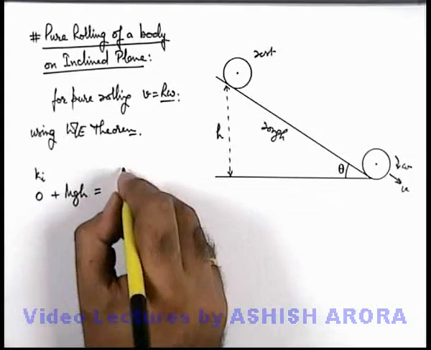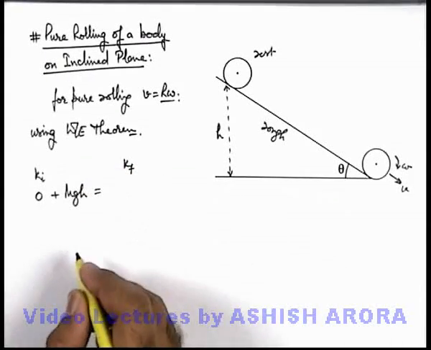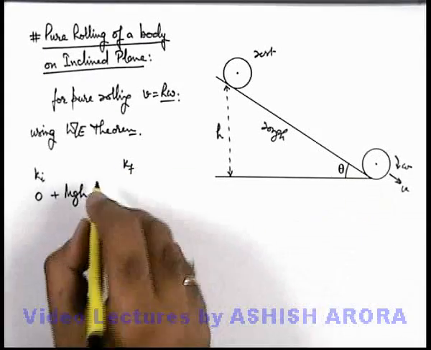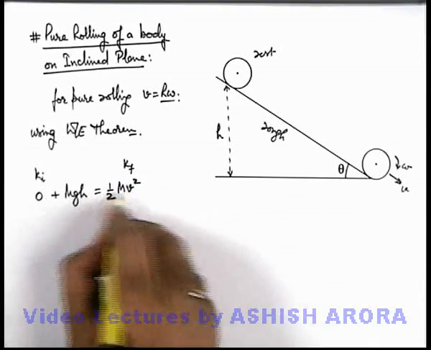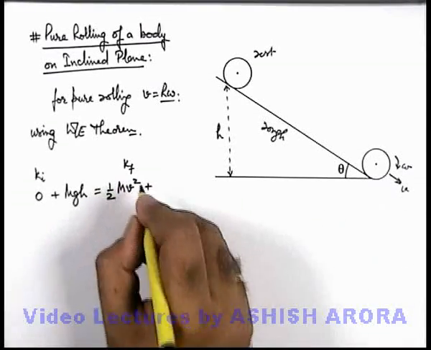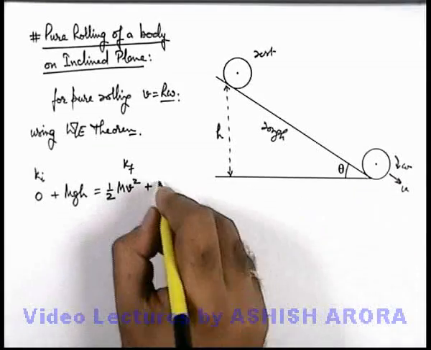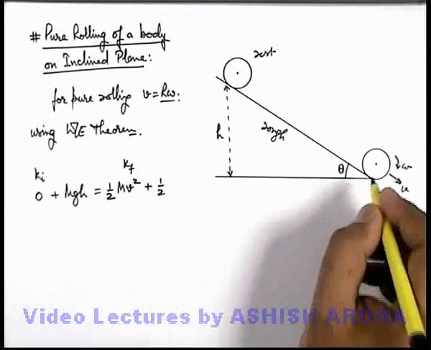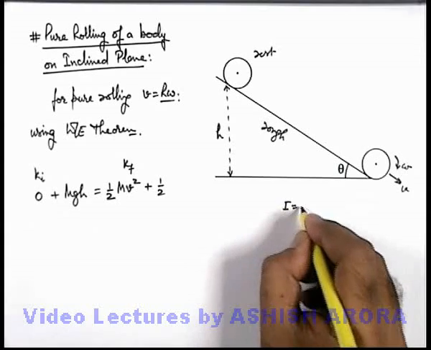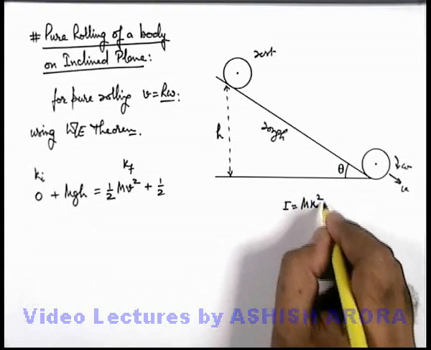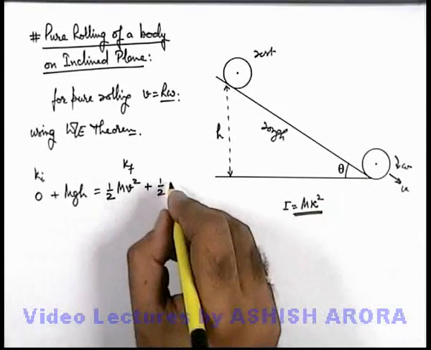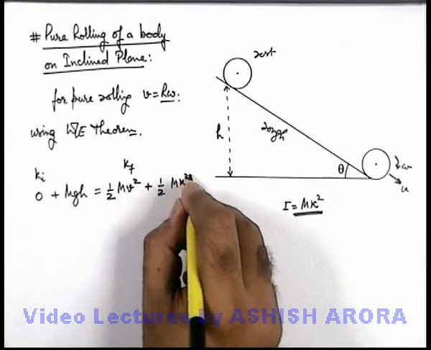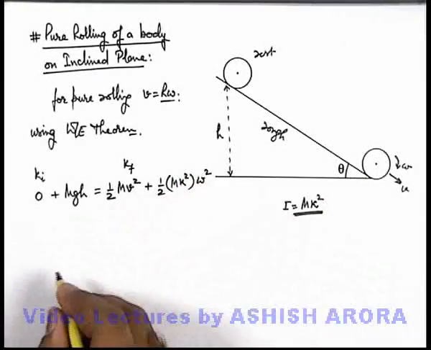So this equals the final kinetic energy of the body. In case of rolling, the body will have two kinetic energies. One is due to translatory motion, half mv square, and the other is due to rotational motion, which is half I omega square. For a general body, its moment of inertia can be written as mk square, where k is the radius of gyration about the central axis of the body.